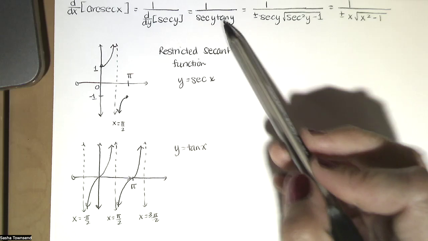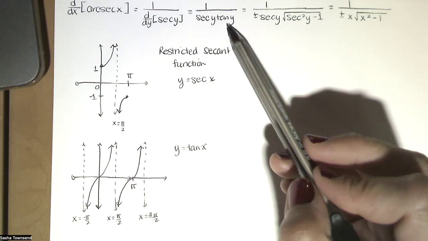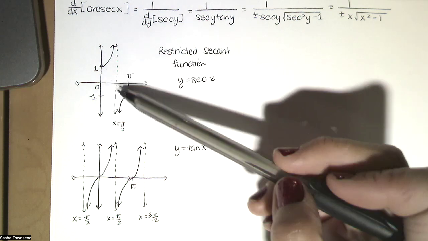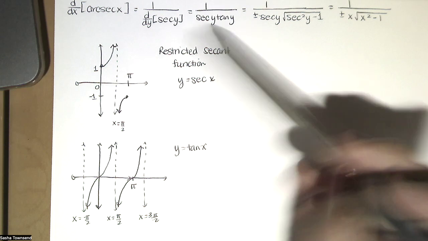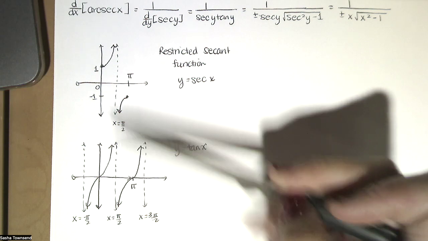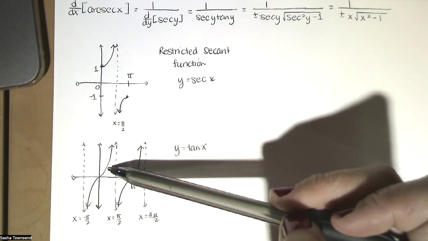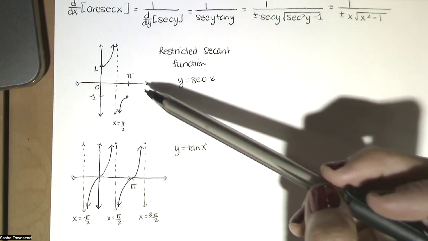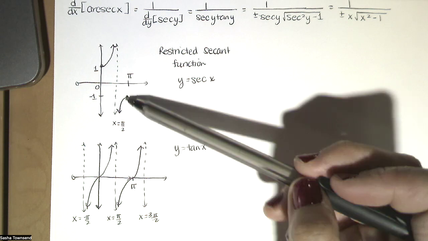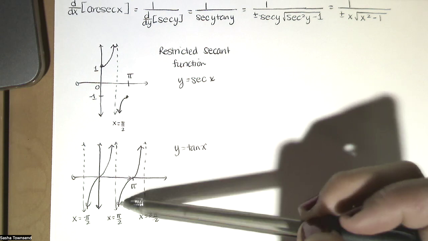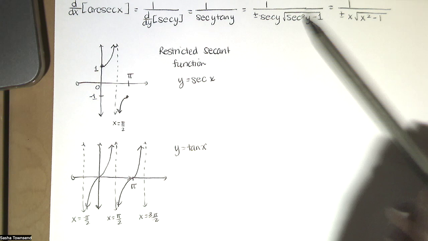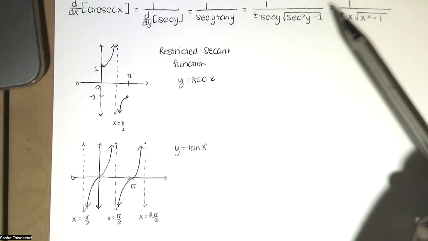That derivative in the denominator, secant of y times tangent of y, I'd say, okay, what is the sign of that supposed to be? Well, on the interval where y is between 0 and pi over 2, we've got a positive number for secant times a positive number for tangent, so it's positive. And then on the interval from pi over 2 to pi, secant is negative and tangent is negative, so we have a negative times a negative, which is positive. So this derivative in the denominator needs to be positive all the time.